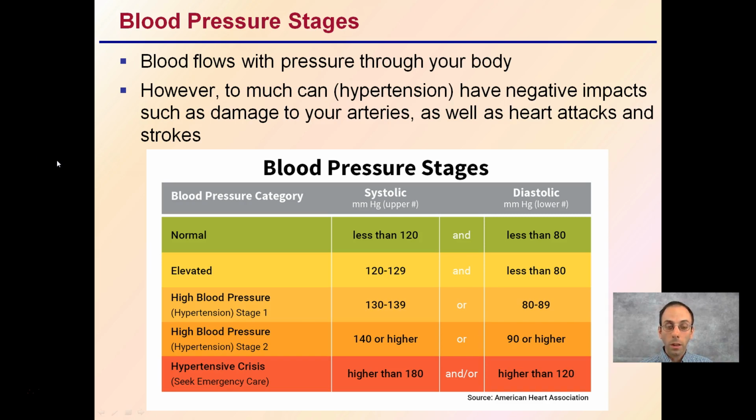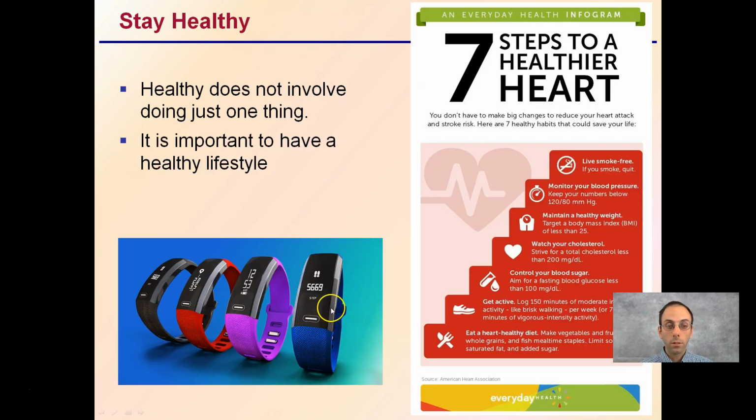Now, you may hear those numbers of 120 over 80, and this is millimeters of mercury, which is what they're measuring. Blood flows with pressure through your body. However, too much can cause hypertension, and this can have negative impacts such as damage to your arteries, as well as an increase in heart attacks and strokes. So if you know your numbers, you can compare to this. You want to be in this normal green region here. We can see elevated, hypertension stage 1, stage 2, and a crisis mode here with seeking emergency care. And these are numbers provided by the American Heart Association.